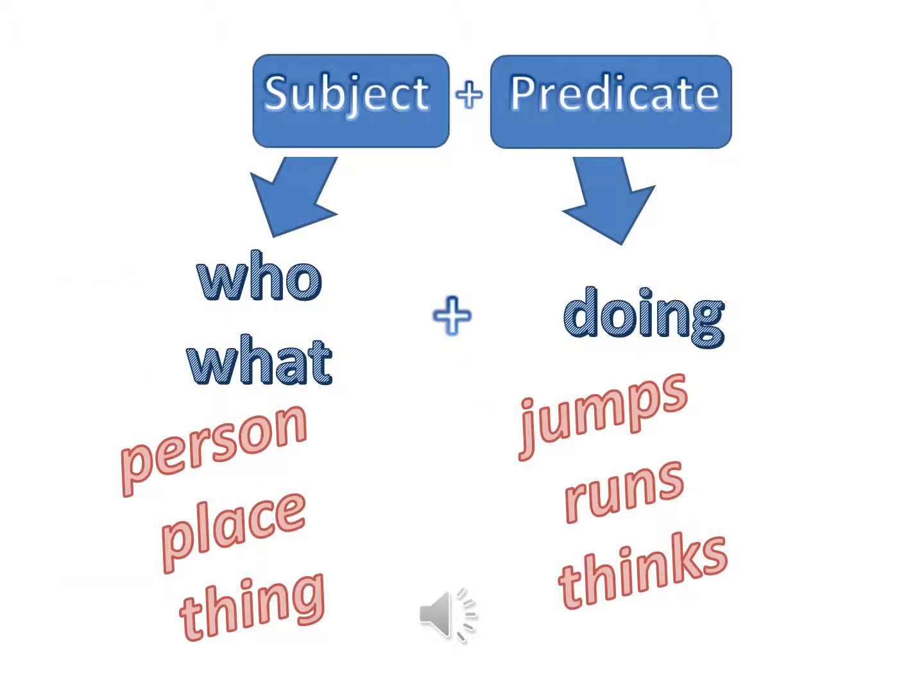So just to review, a sentence contains a subject and a predicate. A statement sentence contains a subject that tells the reader who or what is the focus of the sentence. And in a statement sentence, the predicate tells the reader what the who or what is doing.